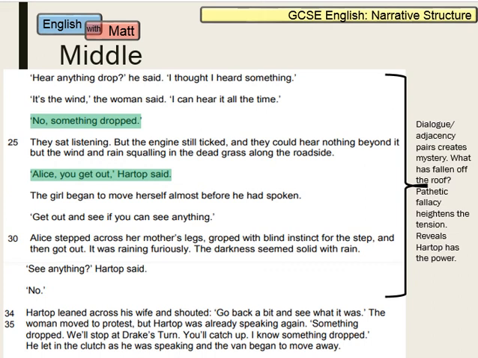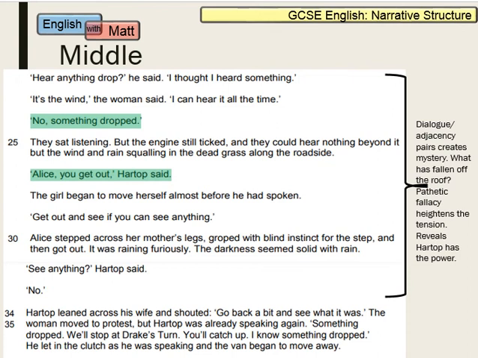So that is also something that you can talk about for structure, what we might call the transition between two things. So here we have a transition between description and dialogue. And the dialogue is quite important because it helps us understand the characters. We already get the gist from the beginning that Hartop is quite strict. And the way he talks here with quite imperative sentences and no pleases or thank yous, again suggests that he is to be obeyed. He has the power here.